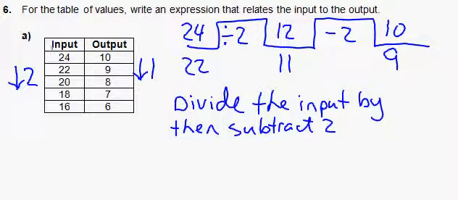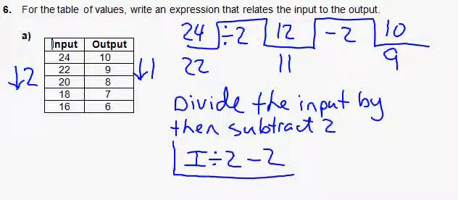That's my rule. Now I'm going to write it down as a mathematical expression, because that's what they're asking, write an expression. So if I am dividing the input by 2, to write it down in the mathematical way, you've got to put the input first. So I'm going to use capital I for input, I divided by 2, and then subtract 2. And here is my expression to represent the machine and the table of values.